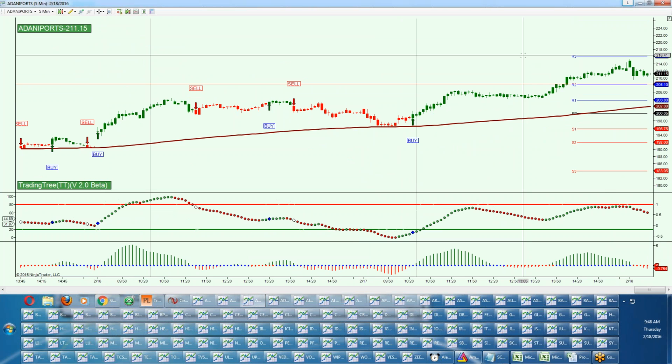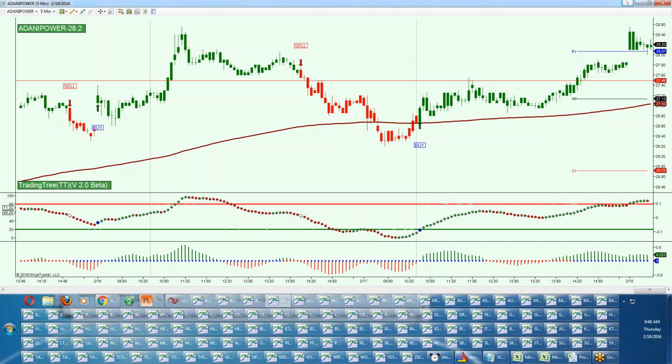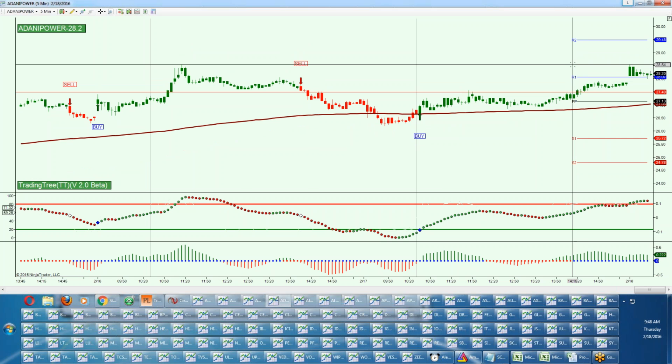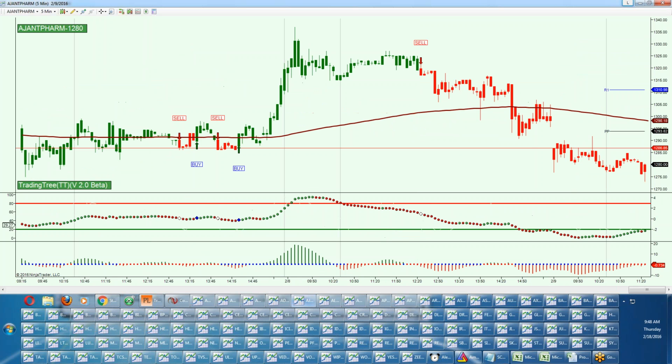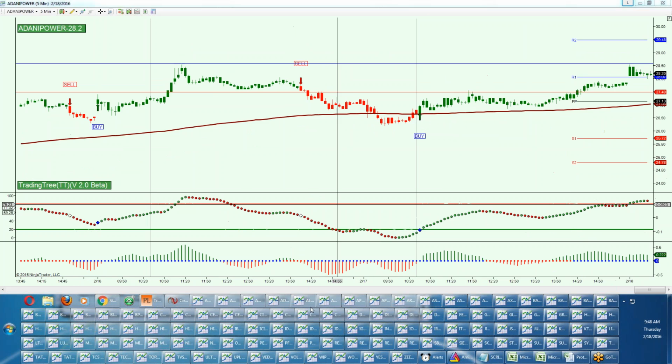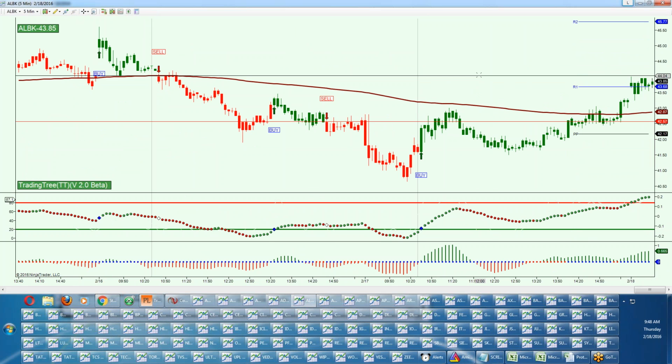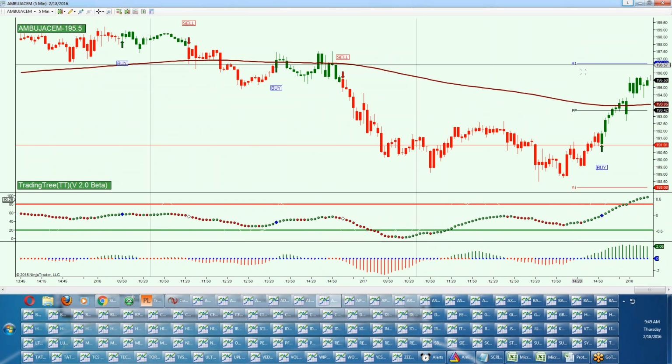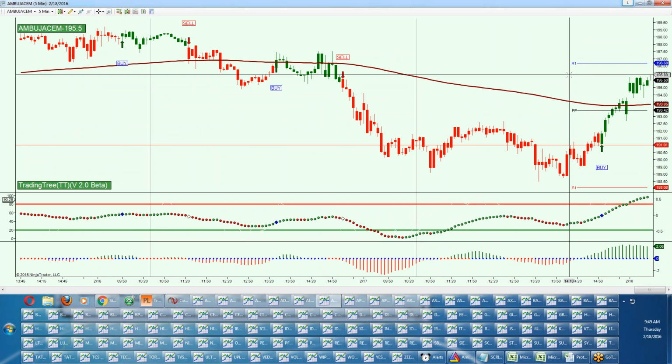Ports, it was sort of overbought, 21650. Adani Power, you can enter here, 2860. ALBK, you can enter again here, 4410. Ambuja, you can enter at this point, 195.90.